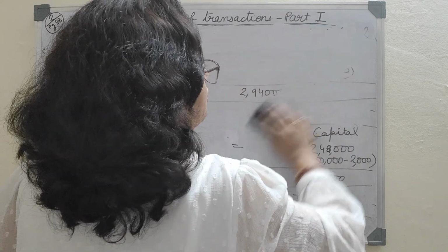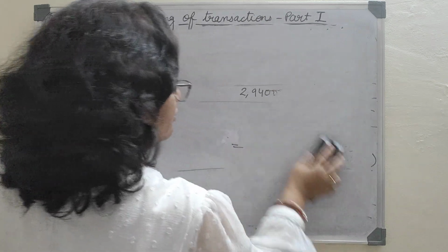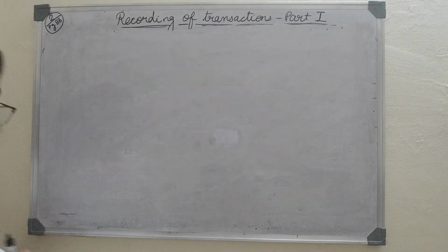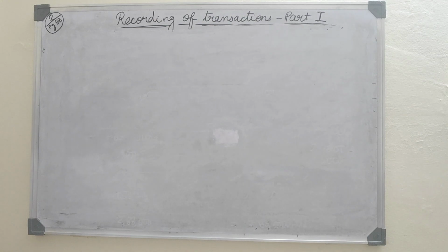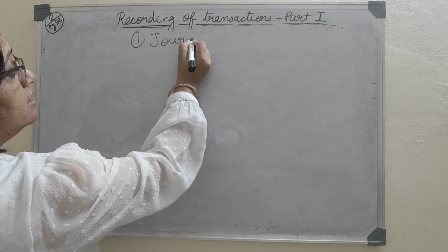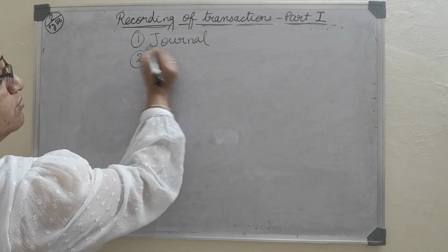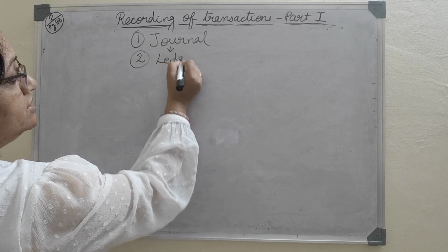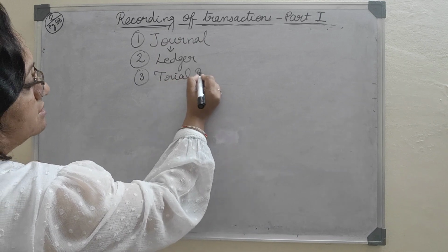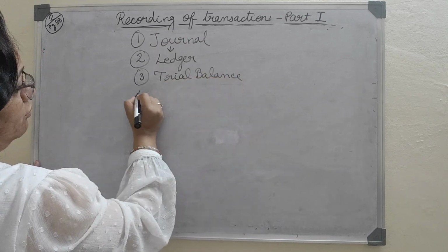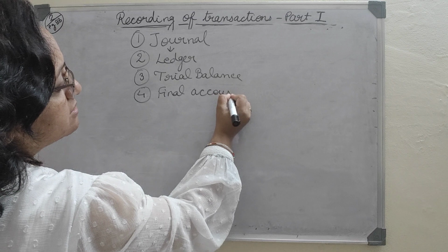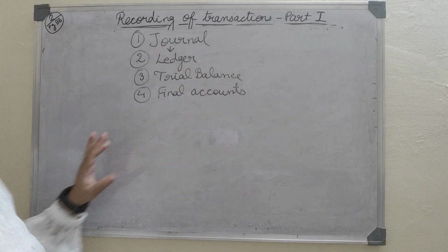The next very important thing from this chapter is journal entry. I told you in my initial video that in accounts we follow a certain procedure of preparation of accounts, right? So the first thing where we record all the transactions is called journal. From journal we prepare the ledger. From ledgers we prepare the trial balance. And from this trial balance we prepare the final accounts. Every company has to maintain all these 4 books of accounting.